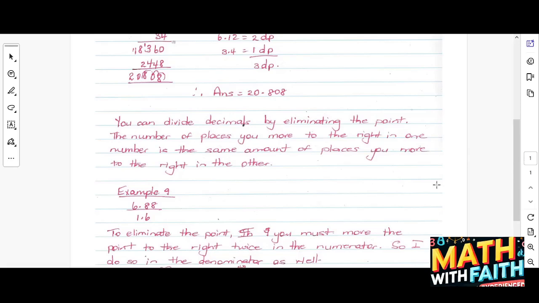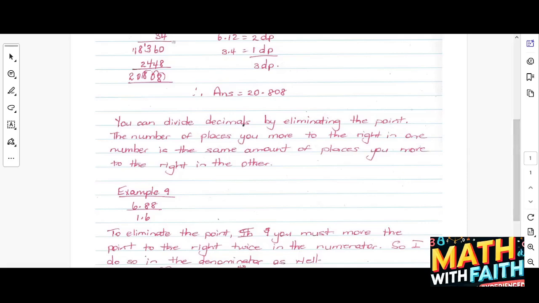Now, the most important thing to remember is that you have to eliminate the point in your denominator or the divisor. What you're dividing by, that point has to go because we cannot divide with that point there. It's going to confuse us. So we're going to eliminate the point in the divisor, and let's see how that is done.